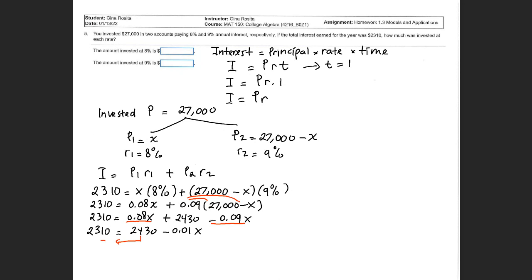So 2310 minus 2430 equal negative 0.01x. So the answer is negative 120 equal negative 0.01x. Okay, so our goal is to find x. So now we're going to move a little bit. So I just move over here.